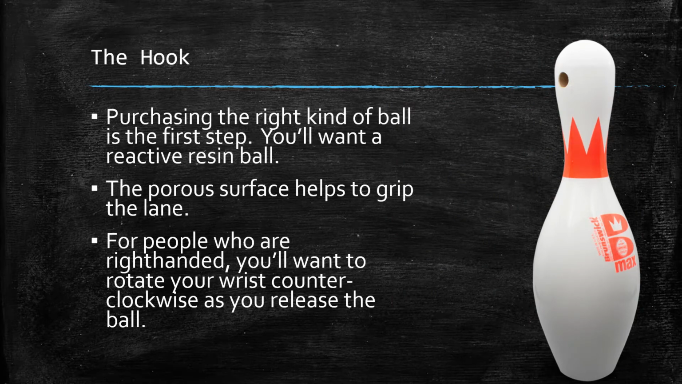In order to achieve this, the first step would be to purchase the right kind of ball. You'll want to purchase a reactive resin ball, because the reactive resin ball has a porous surface which helps to grip the lane. As you are swinging the bowling ball, if you're right-handed, you'll want to rotate your wrist counterclockwise as you release the ball, and that's going to help create that spin.